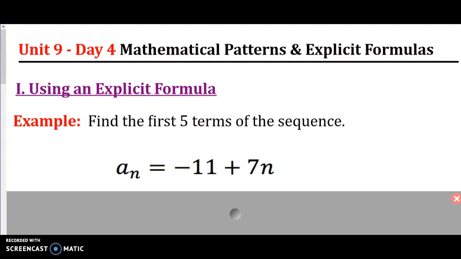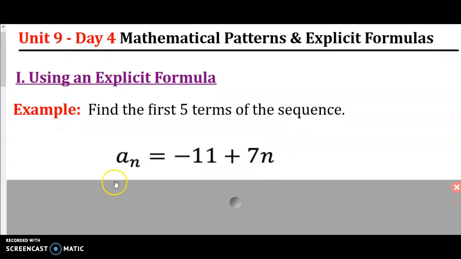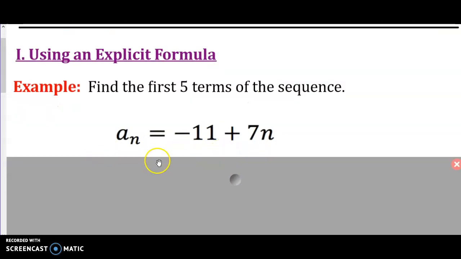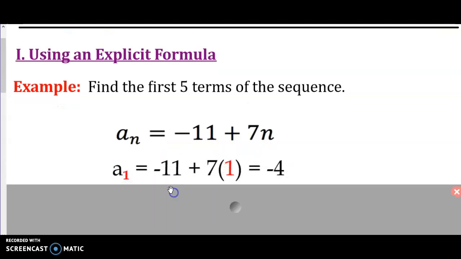At this point, we have been pretty much using explicit formulas, using the mathematical patterns. Now, an explicit formula is going to be in terms of just numbers and the number of the term, or in this case, n. So to find the a sub nth term, the only thing I'm going to need to have is the number of the term. So to find the first term, all I need to do is take 1 and substitute that in for n.